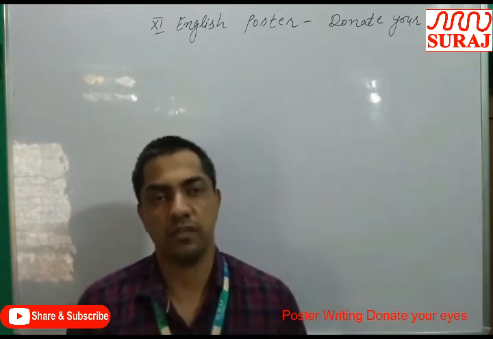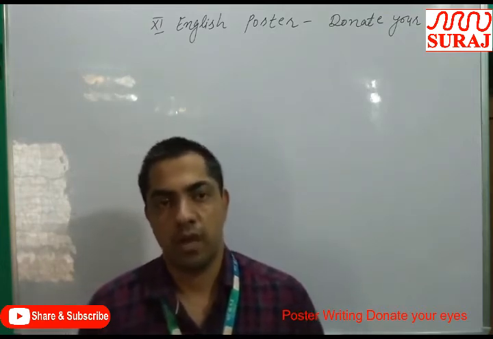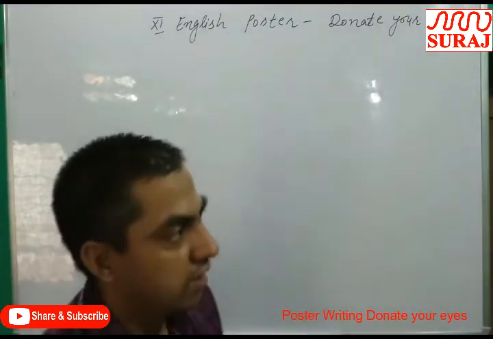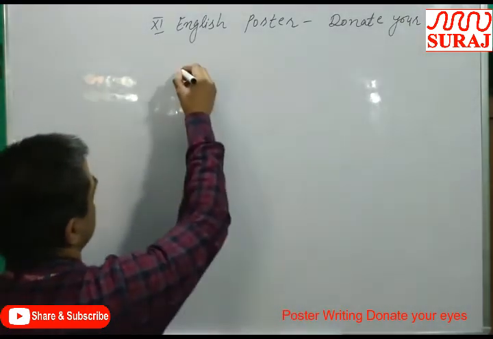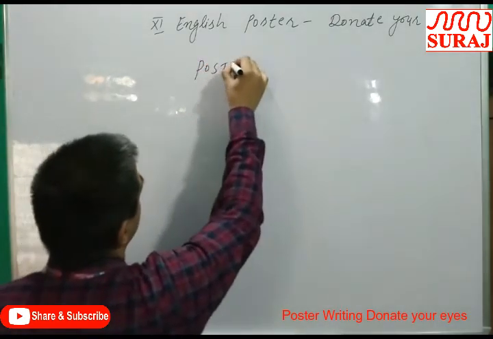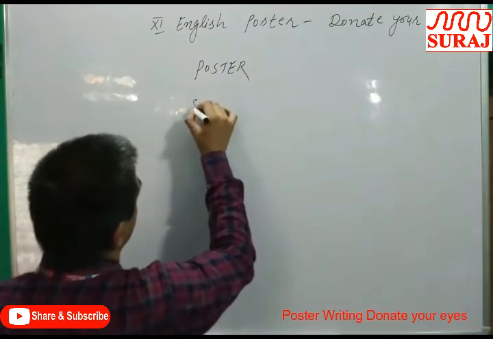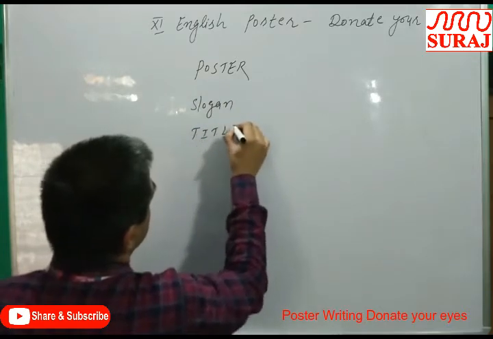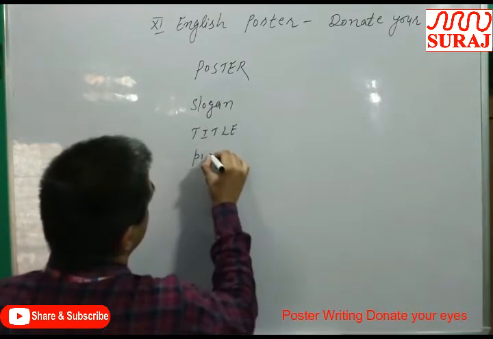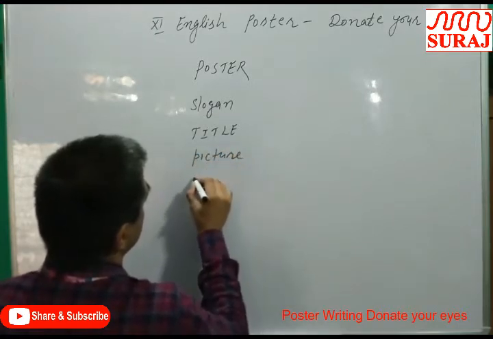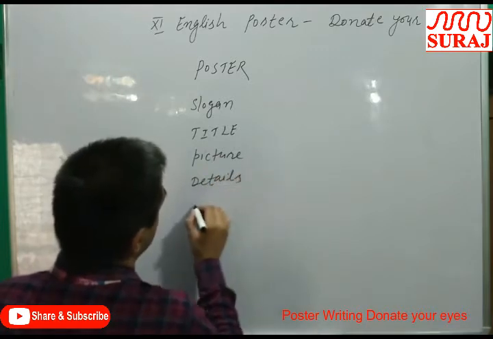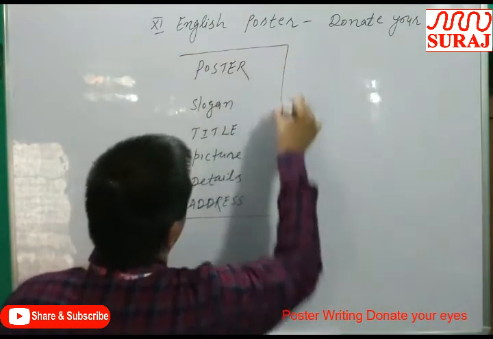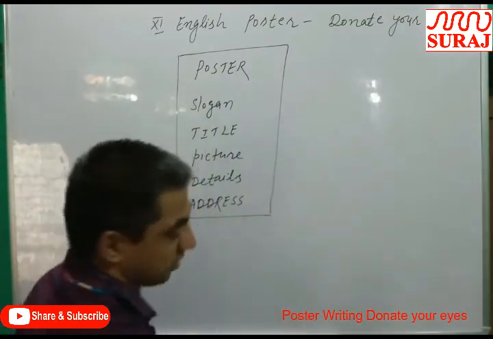Today I am going to deliver a lecture on the topic poster writing. I have already told you about the structure of poster. First of all, when you make any poster, you should follow this structure. First of all, you should mention the word poster, and after that you should mention slogan. After slogan, you should mention title. After title, you should make picture. After picture, you should mention details. After details, you should mention address. After that, you should make a box. That is the structure of poster writing.